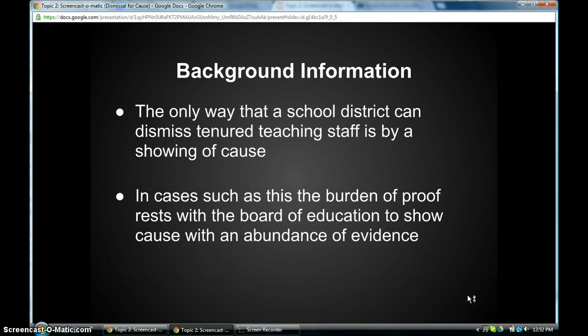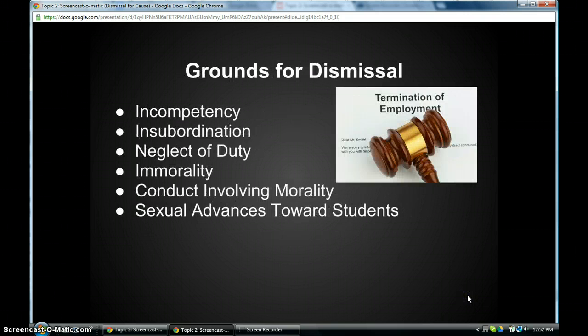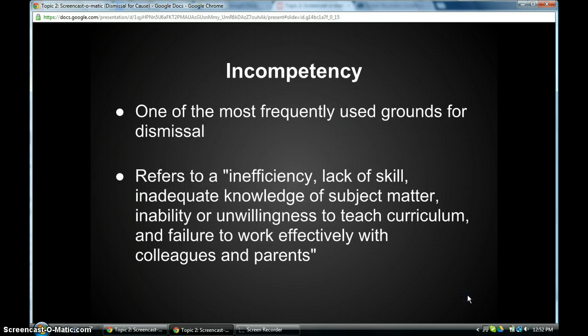abundance of evidence. Now I want to talk about some of the various grounds for dismissal: incompetency, insubordination, neglect of duty, immorality, conduct involving morality, and sexual advances towards students. Incompetency is one of the most frequently used grounds for dismissal.